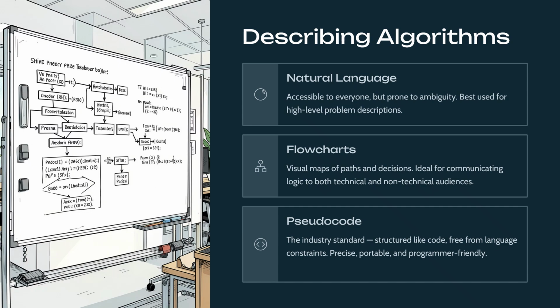The third method is pseudocode, which is the most widely used approach in software development. Pseudocode resembles programming code but avoids language-specific syntax. It focuses entirely on the logical sequence of operations. Among these methods, pseudocode offers the best balance between readability and precision, making it the preferred choice for algorithm design.